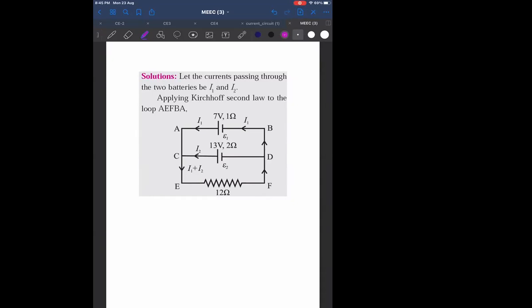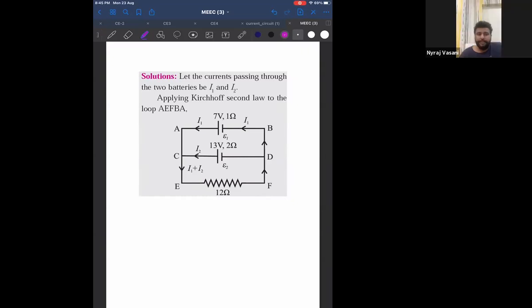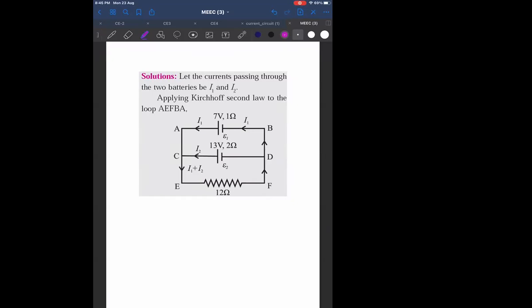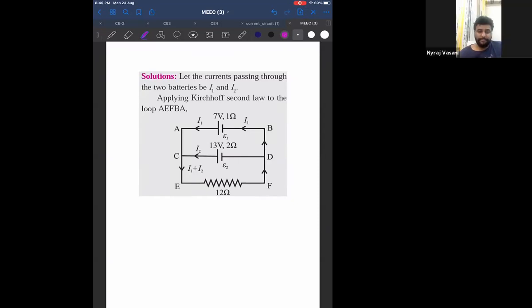Sir, if we take the negative terminal, then the sign is... I did not understand. Can someone explain what he said? If we encounter the negative terminal of a battery, then the sign taken will be positive. And if we encounter a positive terminal of a battery, the sign taken will be negative.